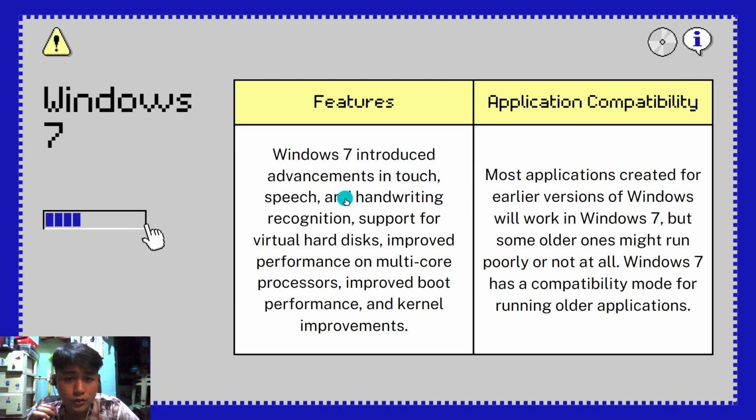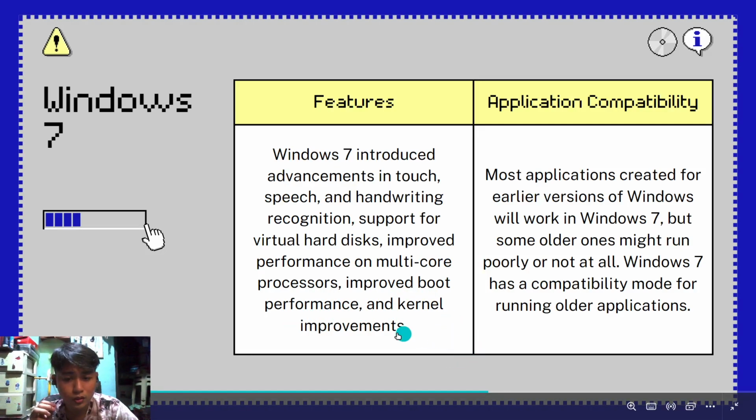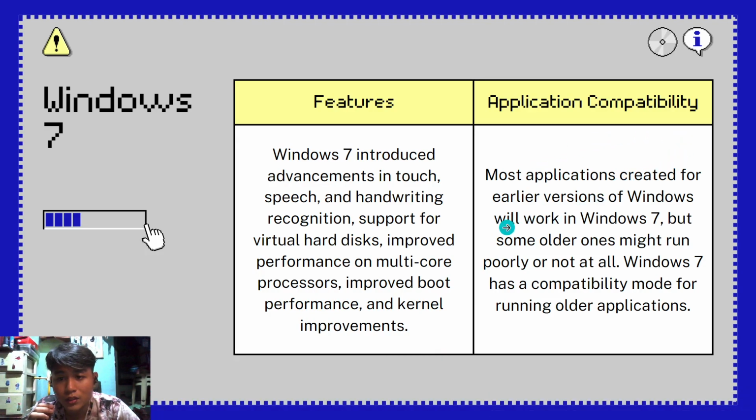The features of Windows 7 introduce advancement in touch, speech, and handwriting recognition, support for virtual hard disk, improved performance on multi-core processors, improved boot performance, and kernel improvements.